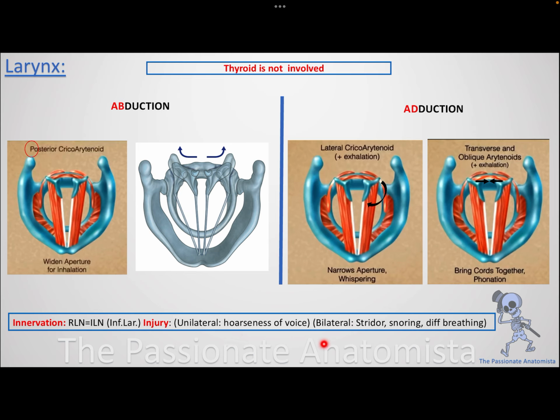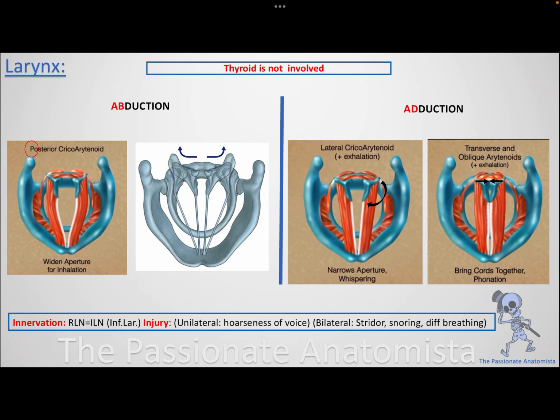All right, now this is if it's unilateral, because that will happen on one side and the other side will try to vibrate and create a sound. However, if I have a bilateral injury to both sides, that will give me snoring, stridor, difficulty breathing, and if it's very severe, it's going to be aphonia because nothing can move and I cannot talk. If I have complete injury to both recurrent laryngeal nerves, I cannot talk because all of these muscles are not going to move and I will be left aphonic.